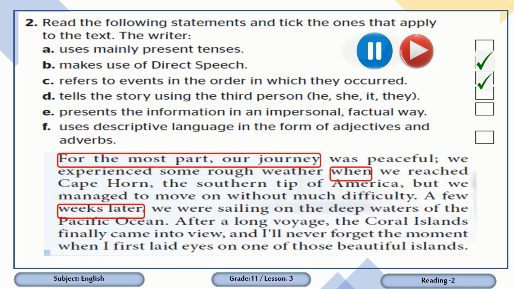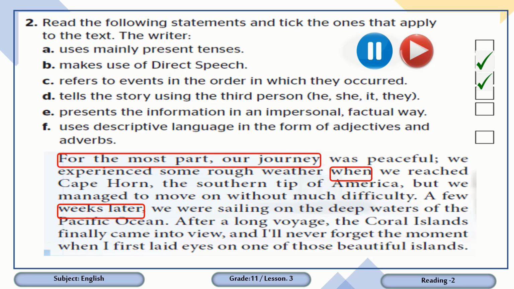What do you think? No, excellent, because all the time the writer was using the first person, I, and we. Excellent. Letter E. The writer presents the information in an impersonal, factual way. Is it correct? No, because the writer was telling a story, so he kept on the narrative technique. Excellent. Let's come to the last one, letter F.